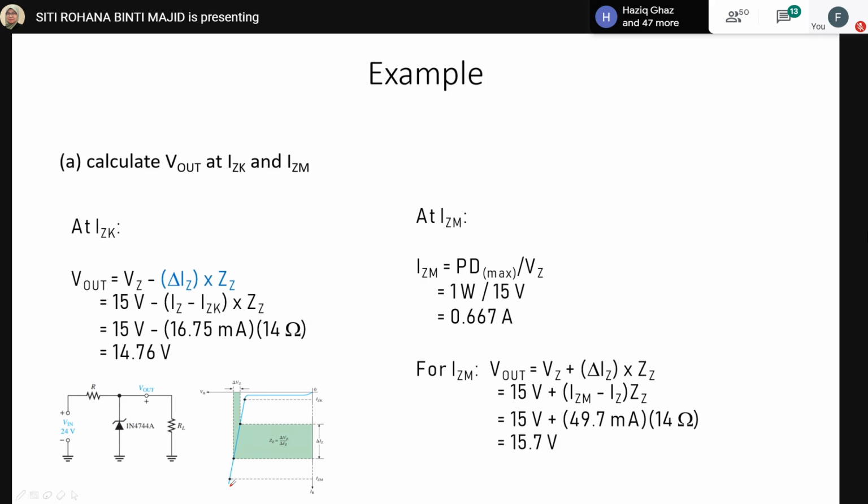If you refer to this region, can you see my pen here? You should remove. But this one is on the top of the IZ value. Okay, understand?